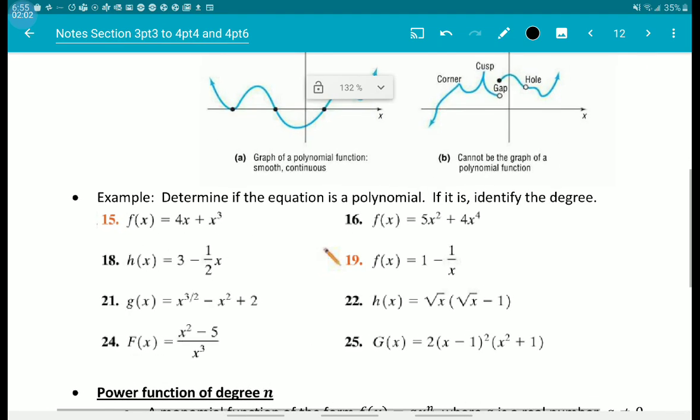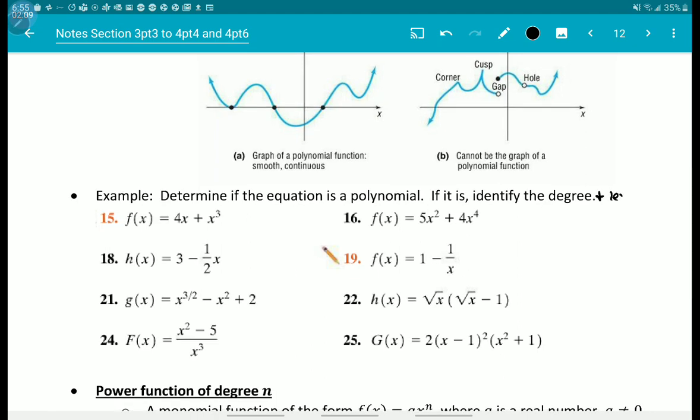So let's look at some equations. We want to know, is it a polynomial? If it is, we're going to identify the degree and we're going to identify the leading coefficient. We're going to do both. So if we look at 15, is it a polynomial? The answer is yes. This guy's a polynomial. No problems there. The degree of that polynomial is 3 because that's the biggest exponent we have. The leading coefficient is the number that's in front of that term. And that number is going to be 1.